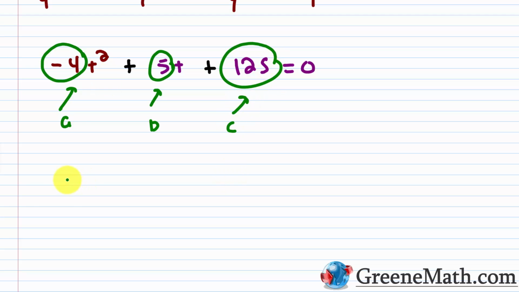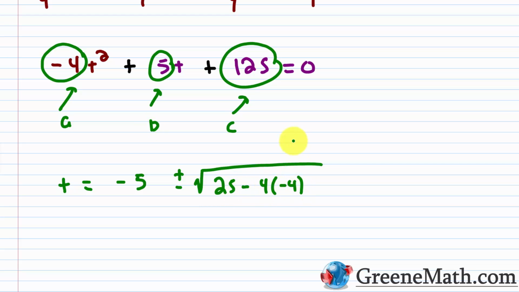So instead of x, we have t, so we're going to say t is equal to the negative of b. B is 5, so negative 5, plus or minus the square root of b squared. Again, b is 5, 5 squared is 25. Minus 4 times a is negative 4, times c is 125. This is over 2a, negative 4, so 2 times negative 4 is negative 8.